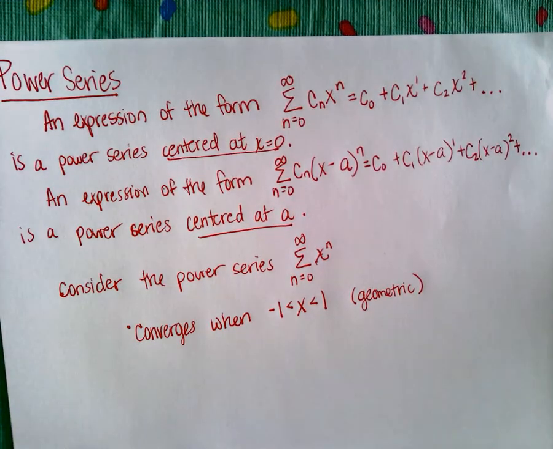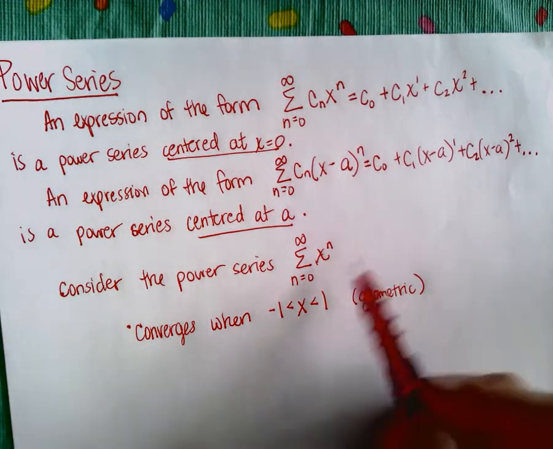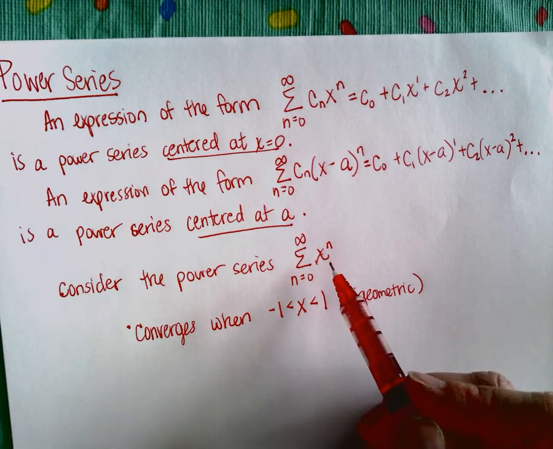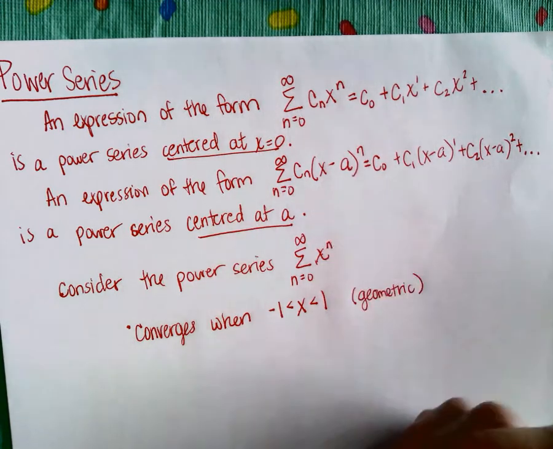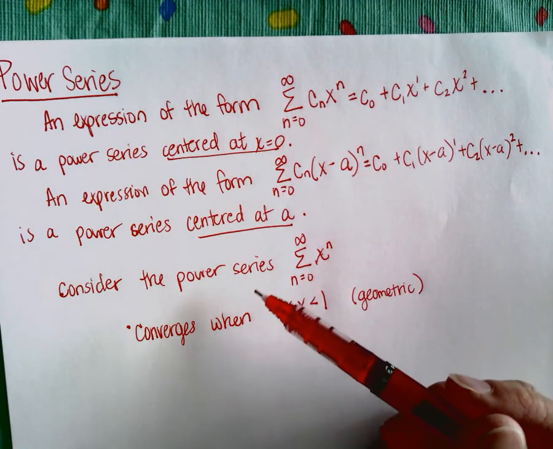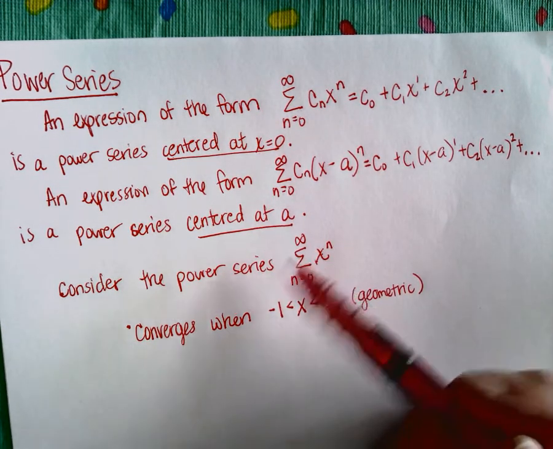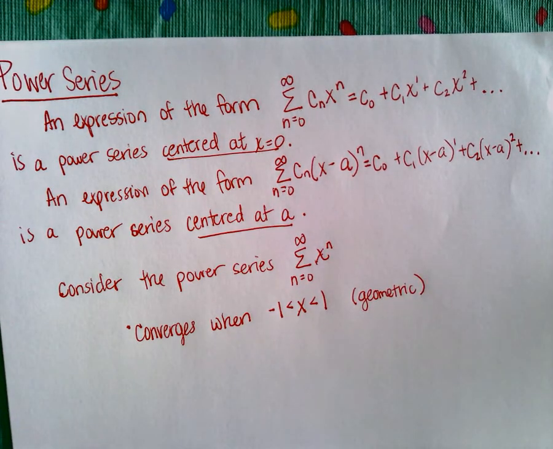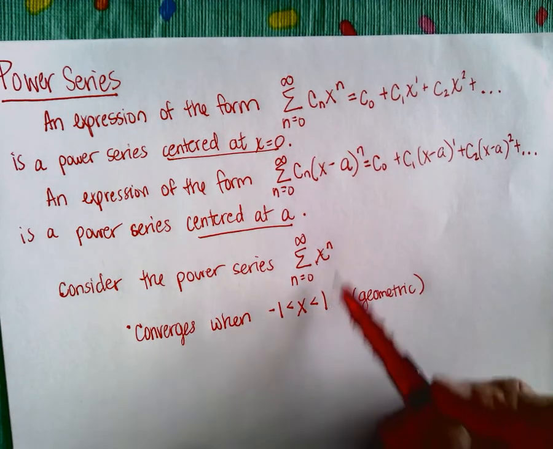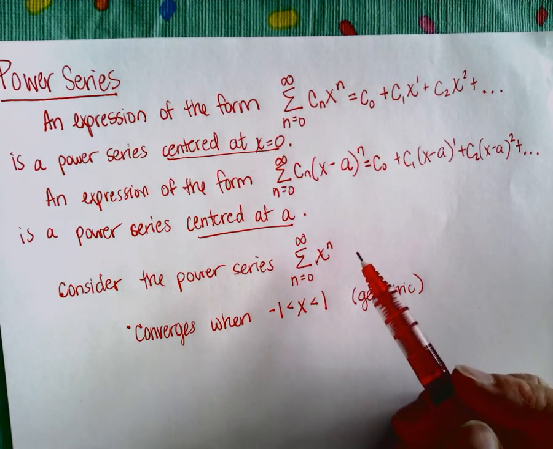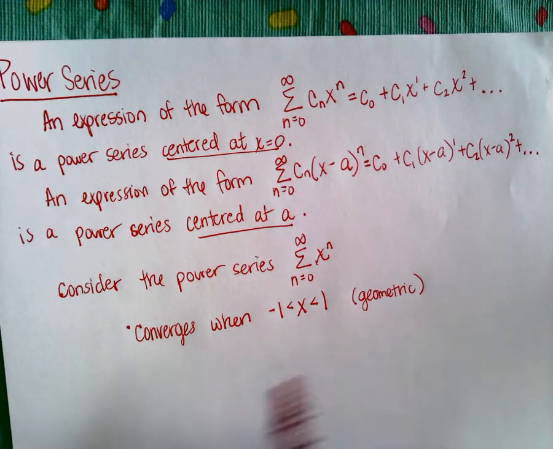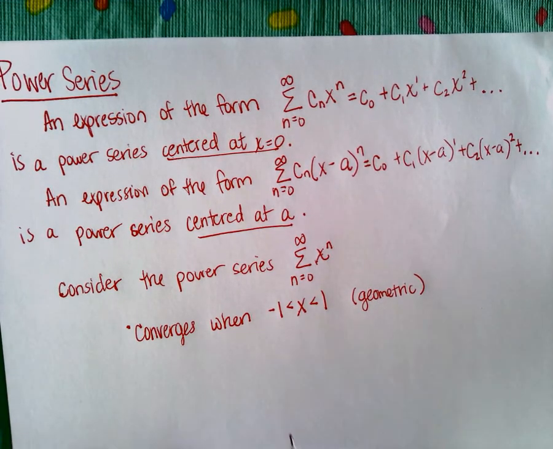Not including -1 and 1, right? If I plugged in a -1 for x, -1 to the n, that series does not converge. It goes back and forth between -1 and +1 forever. So if you think about it going -1 plus 1, -1 plus 1, you're never going to converge to one value. And then 1 to the n would just be 1 forever. So 1 plus 1 plus 1 plus 1. So that would go towards infinity. So not including the endpoints, it converges when x is between -1 and 1.